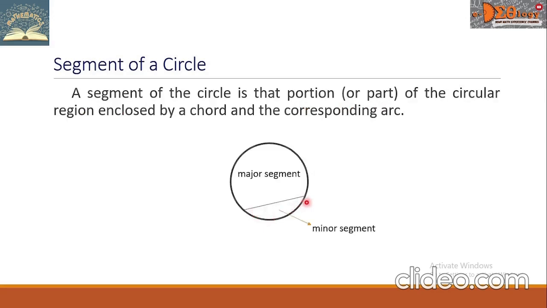We have here two segments, namely the major segment, which is the bigger part, and the minor segment. But on the general context, when we say segment, we are referring to the minor segment.